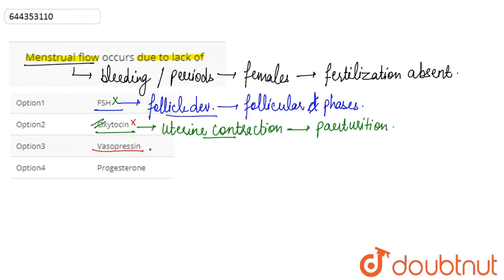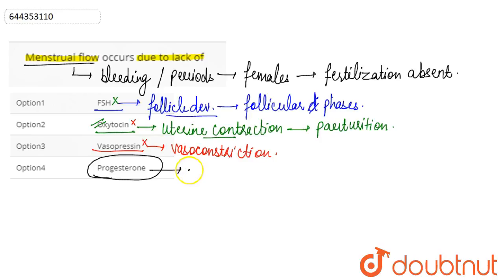Now next we have vasopressin. It is a long acting endogenous hormone that causes vasoconstriction and reabsorption of water in the renal tubule. So it has nothing to do with the menstrual flow, so this is also wrong. And the last one that we have is progesterone. So yes, this is the correct answer.